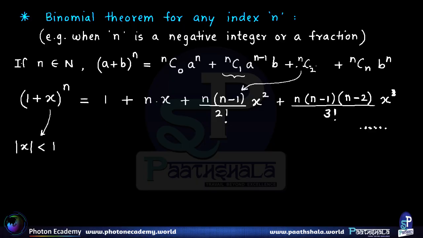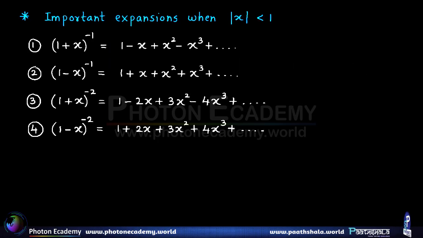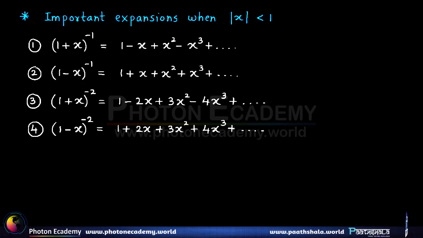Now let's move ahead and see some of the very useful results based on this case. We have these 4 very important results: (1 + x)^(-1) is equal to 1 - x + x squared - x cubed + and so on. Instead of 1 + x, suppose we have 1 - x, then all the terms on the right hand side will become positive as compared to the previous expansion.